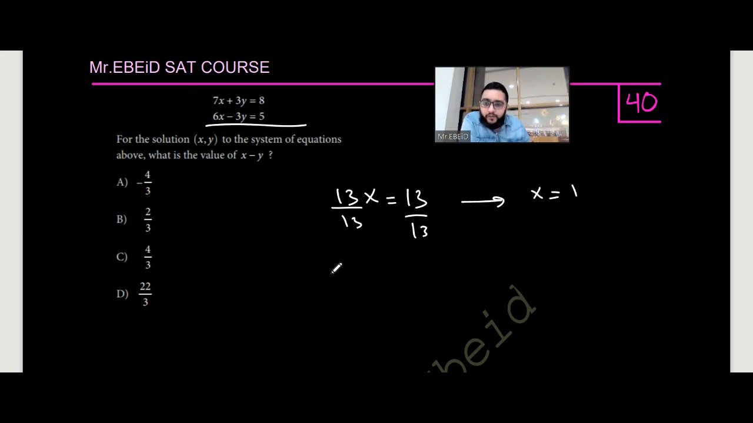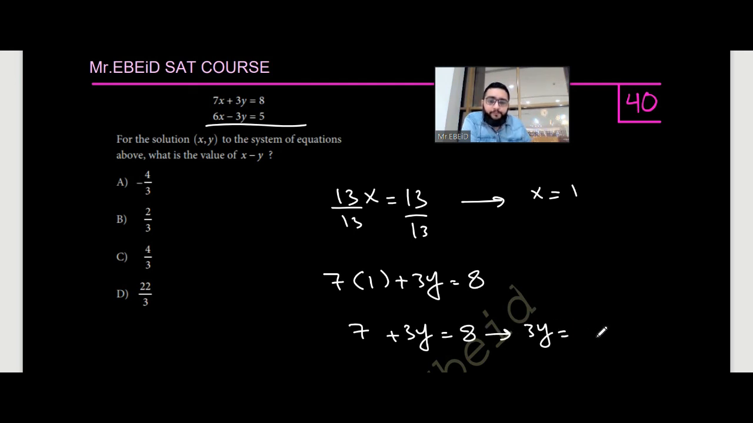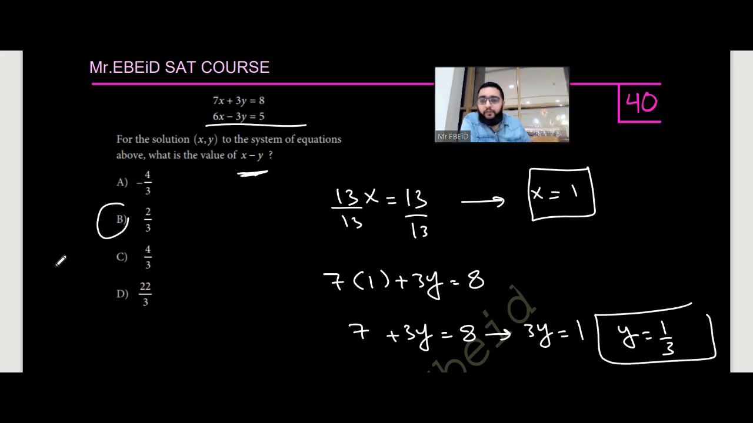Plug into an equation, so we have 7 times 1 plus 3y equals 8, so it will be 7 plus 3y equals 8, so we have 3y equals 1, meaning y equals one third. Then we want to subtract x minus y, it means we will subtract 1 minus one third, which equals 2 over 3.